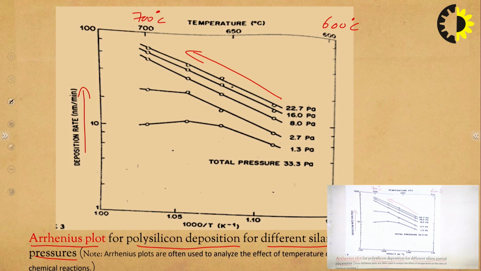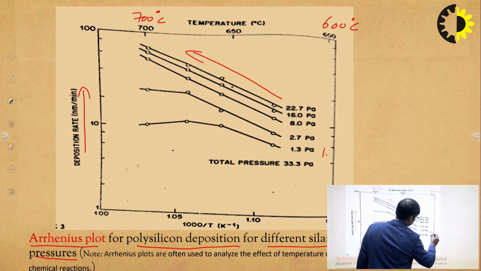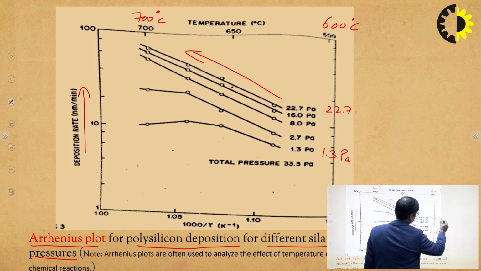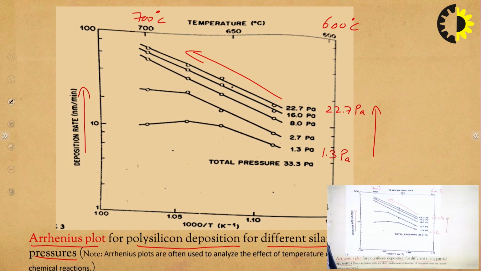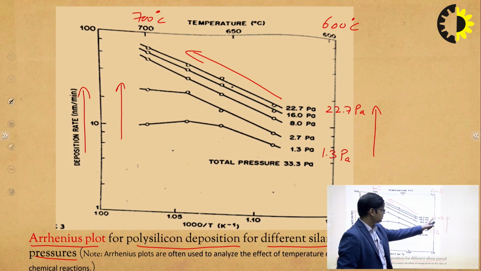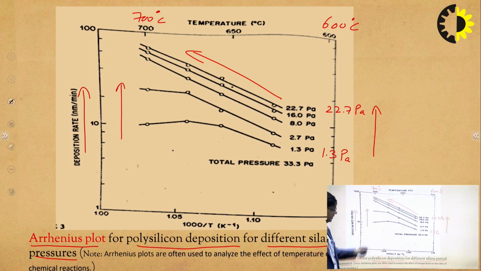The second observation is that this graph has been plotted for different values of partial pressure. Here the partial pressure is 1.3 Pascal, and here the partial pressure is 22.7 Pascal. So, as the partial pressure of the silane gas is increased, the deposition rate is increasing. So, from this graph we have observed two findings. Number one, with increase in temperature the deposition rate increases, and secondly, with increase in the partial pressure of the silane gas, the deposition rate is increasing.